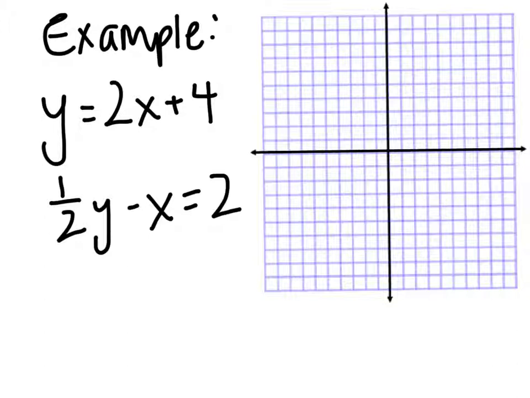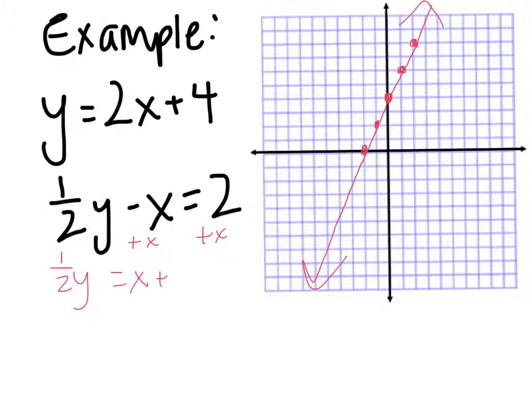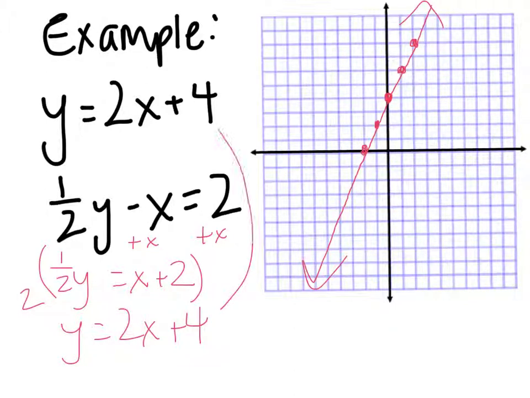It's in slope-intercept form. I go up to 4, and a slope of 2 over 1, or negative 2 over negative 1, and I draw that line. And then 1/2 y minus x equals 2, so I need to get that in slope-intercept form, so I add x to both sides, so I get x plus 2. To get rid of this 1/2, I multiply everything by 2, so that I get y equals 2x plus 4. I can recognize it's right here, the same line, so I'm going to go up to 4 and plot the same points, and so I say that there are infinite solutions.